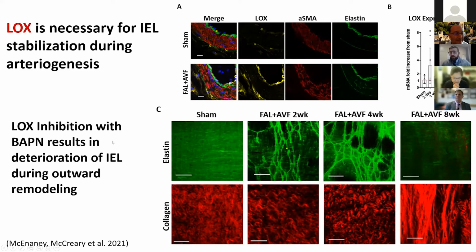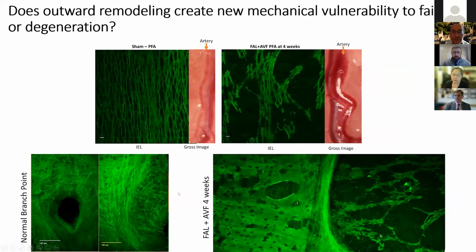And what we found was that if we inhibited lysyl oxidase during arteriogenesis, after the FAL plus AVF model was initiated, that didn't alter the outward expansion, but what we did see was that the internal elastic lamina appeared frayed with numerous strand breaks, and over time we observed that the internal elastic lamina appeared to be lost entirely. Once again, when this occurs, we see that the adventitial collagen morphology becomes altered with straightening of the collagen bundles. And this again implies mechanical loading of the adventitial collagens.